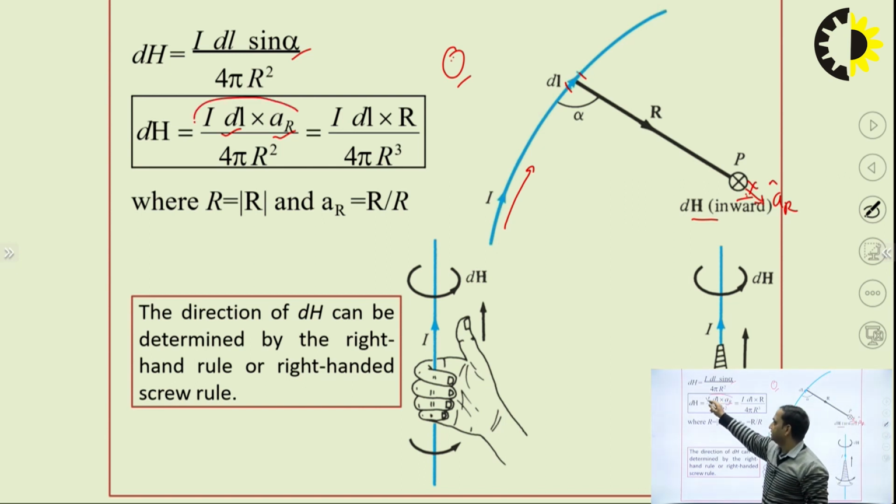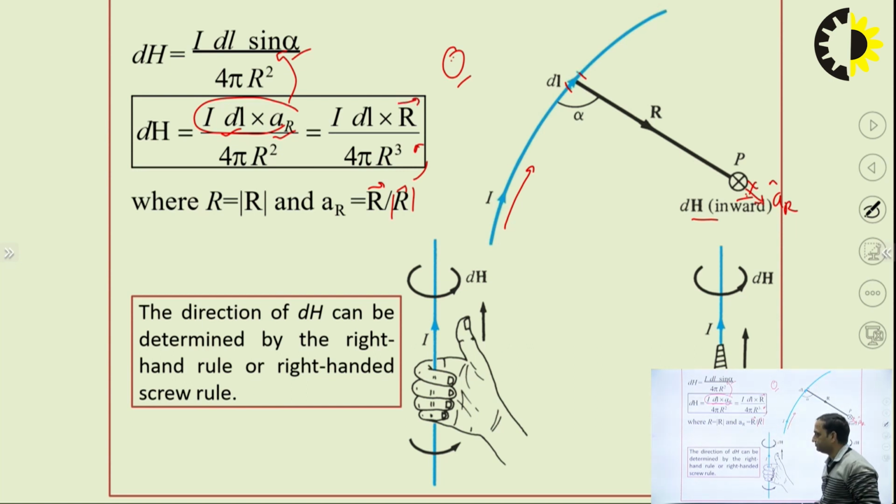When we calculate this, it is equivalent to this, because IDL times the modulus of aR is 1 times sine alpha, right? So in place of aR, we can put vector R divided by modulus of R. So we can write it like this: IDL cross vector R divided by modulus of R cube.